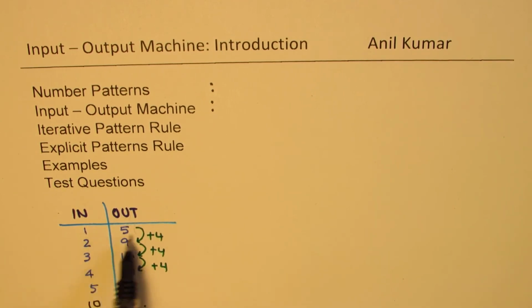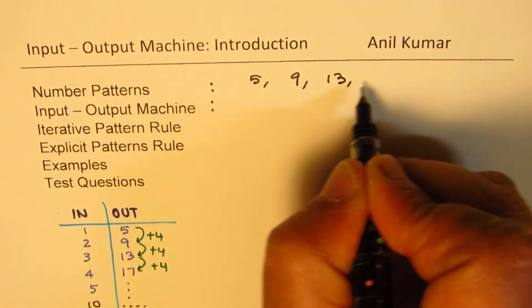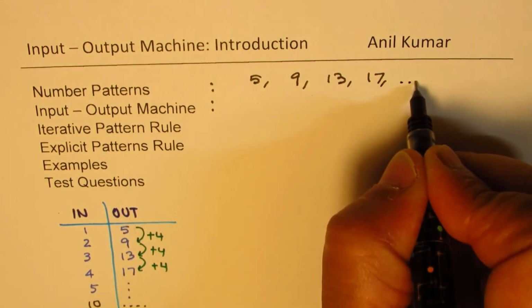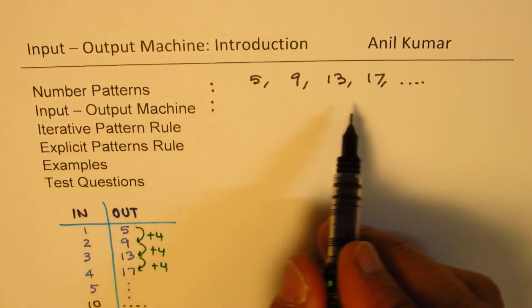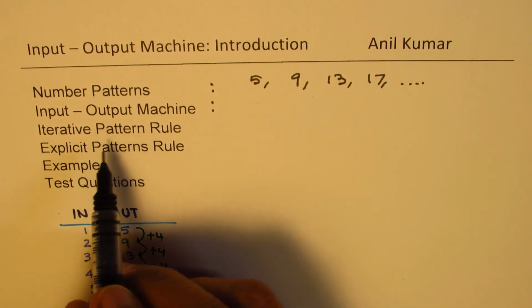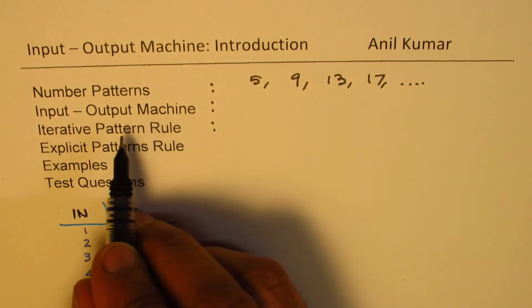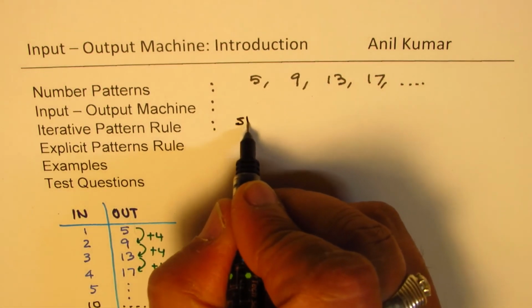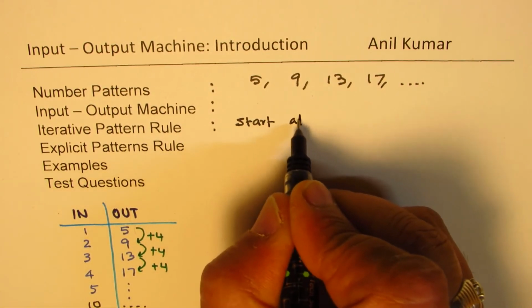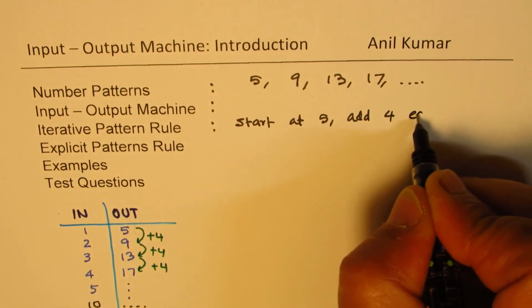Well, as we see, the number patterns are 5, 9, 13, 17, and so on. So what are we doing here? We are adding 4 to each number starting at 5, correct? So let me write down this time iterative formula first. So iterative formula is probably easier, which is start at 5, add 4 each time.